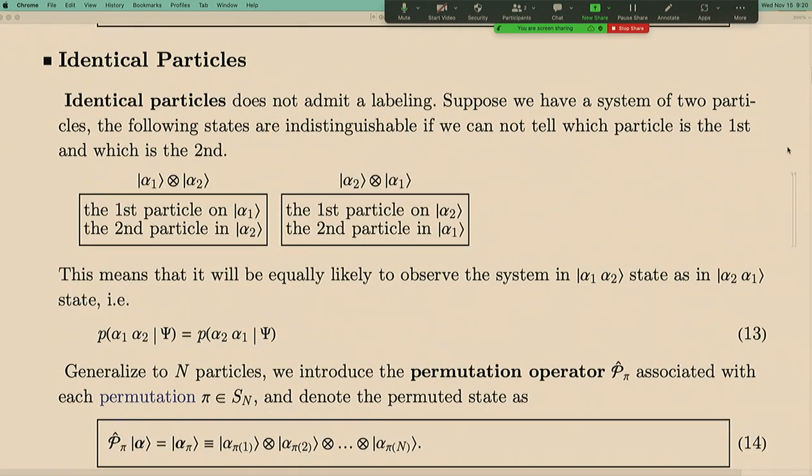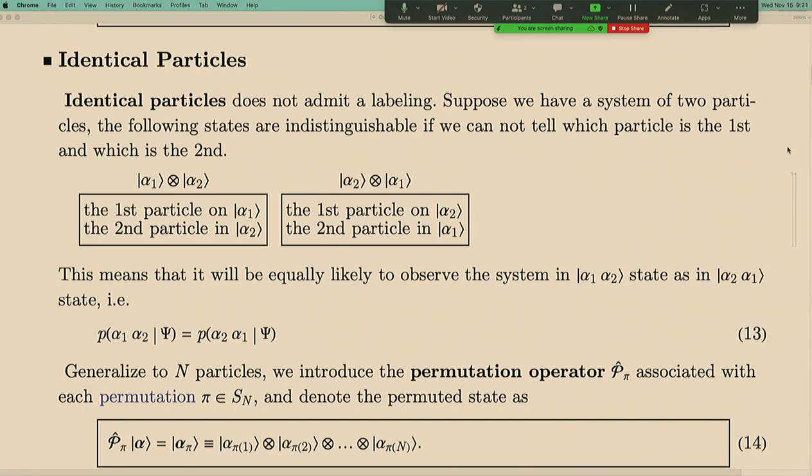And for that reason, suppose we have a system of two particles, and then the following two descriptions, or the two states, are indistinguishable. For example, the first state is written as alpha 1 tensor alpha 2. By writing a state like this, we mean that the first particle is in the alpha 1 state, and the second particle is in the alpha 2 state. And by writing a state like that, we mean that the first particle instead is now in the alpha 2 state, but the second particle gets put into the alpha 1 state.